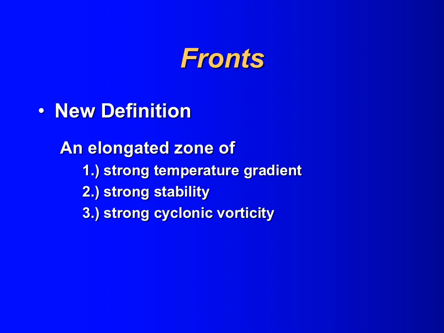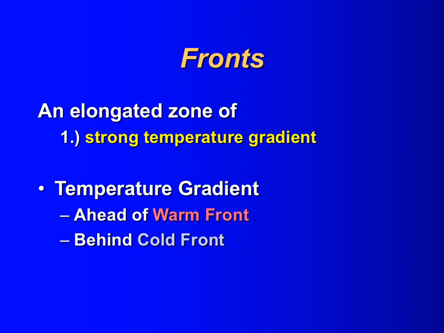The definition is that a front is an elongated zone of strong temperature gradient, strong static stability, and also strong cyclonic vorticity. In the first video, we looked at what we meant by a zone, why fronts are zones. In this video, we're going to look at temperature gradients. When we say fronts are zones of strong temperature gradient, we're looking at how temperature changes over a given distance. That's what we mean by temperature gradient.